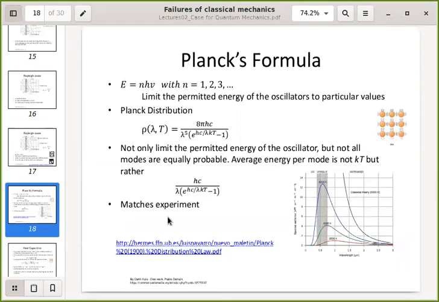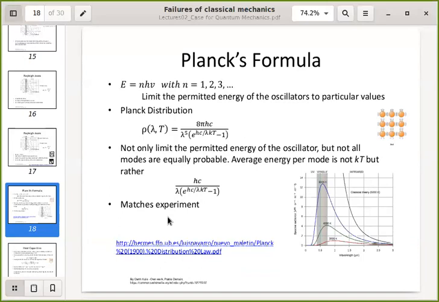Well, Planck came back to this problem and said, hang on, there are two things that we need to do. Firstly, your oscillators are not allowed to have any energy value. He said the energy value of each of the particles in the solid is a multiple of h nu, where h is his constant, which is very small, but n has to be a whole number: 1, 2, 3, or 4.